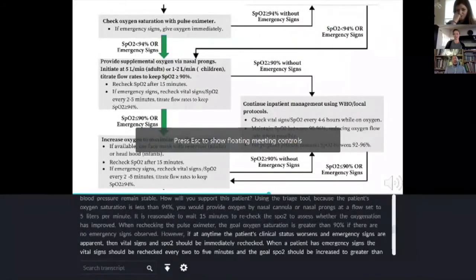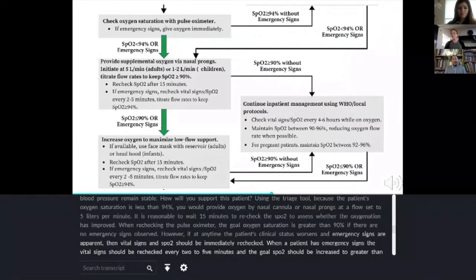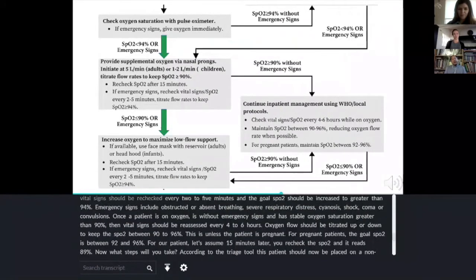However, if at any time the patient's clinical status worsens and emergency signs are apparent, then vital signs and SpO2 should be immediately rechecked. When a patient has emergency signs, the vital signs should be rechecked every 2 to 5 minutes, and the goal SpO2 should be increased to greater than 94%.